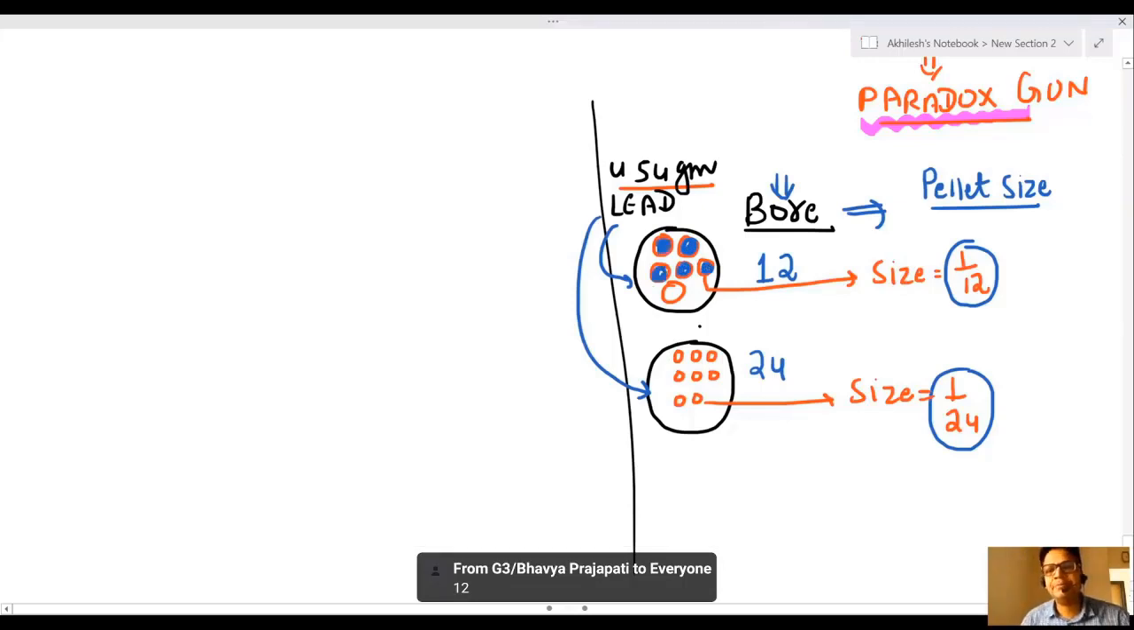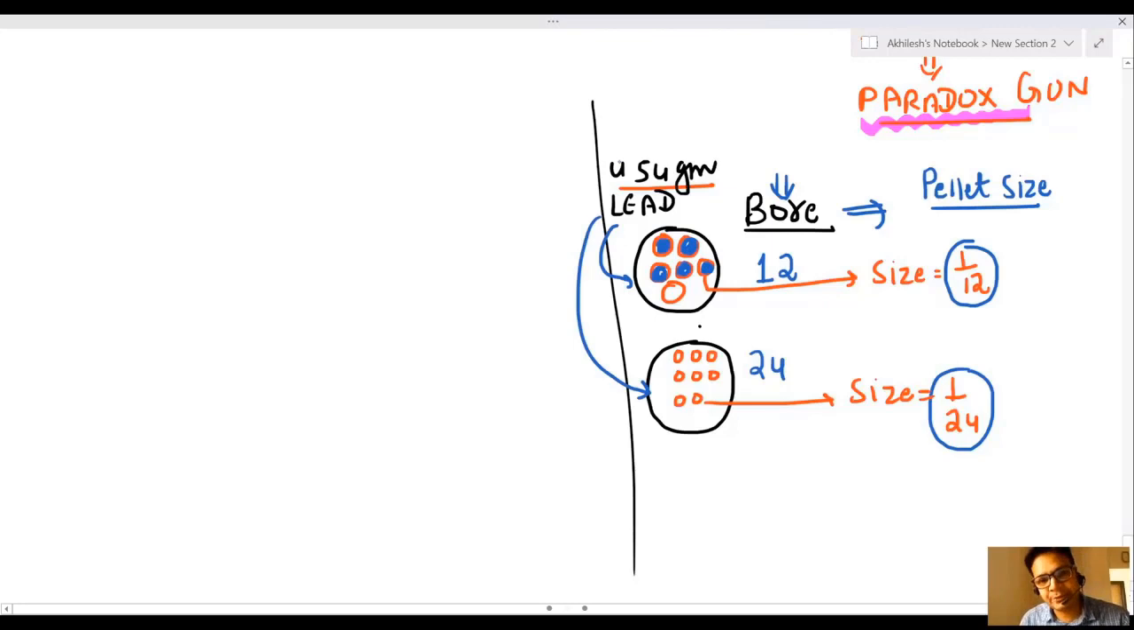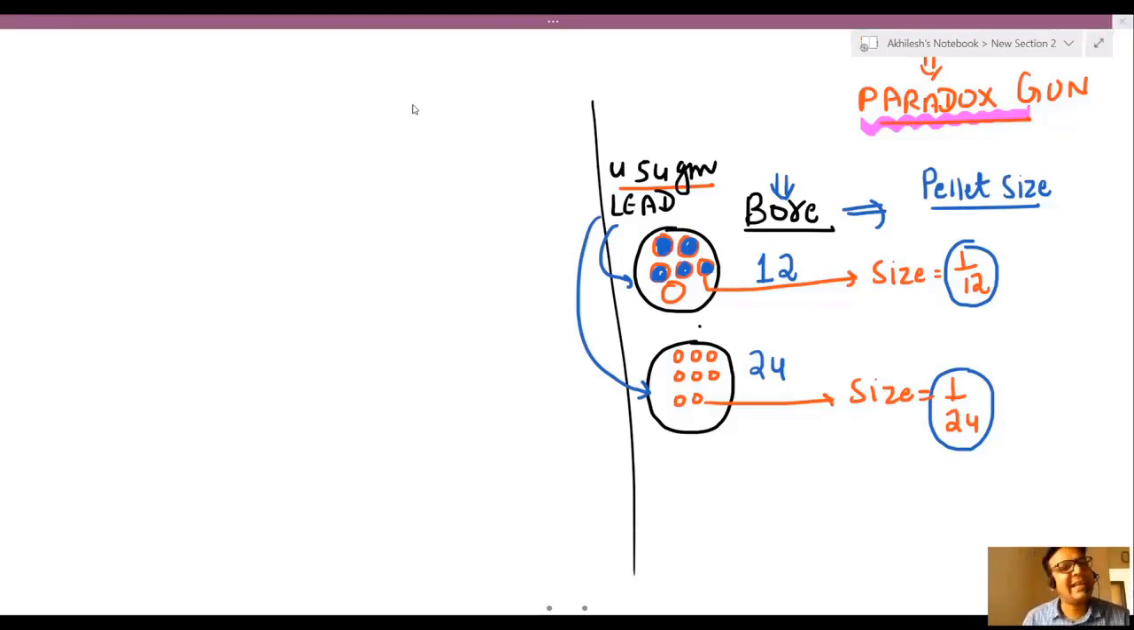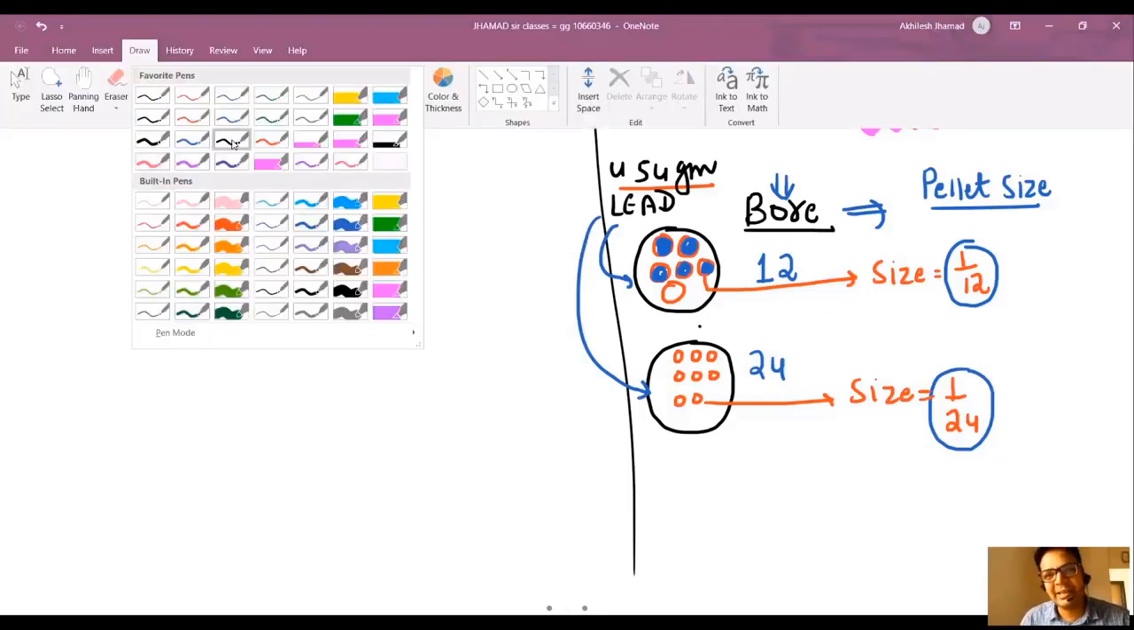Sir, what is the meaning of this? Yes, it is absolutely if bore. Yes, AK-47 is a rifle. Yaar, kitna dimag lagate ho tum bhi.